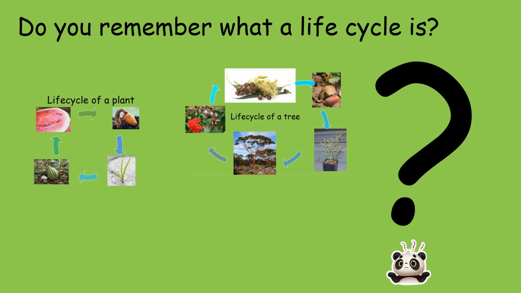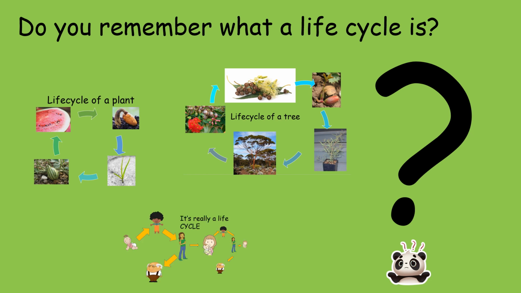We've had a look at the life cycle of a tree where the seeds come from the flowers, germinate, and grow up into a sapling, which is a small tree. That small tree grows into a bigger tree that gets big enough to make its own flowers that then turn into seeds, and the cycle continues.